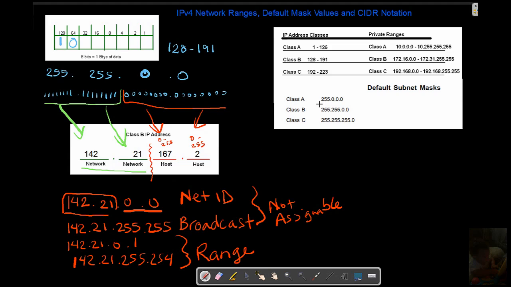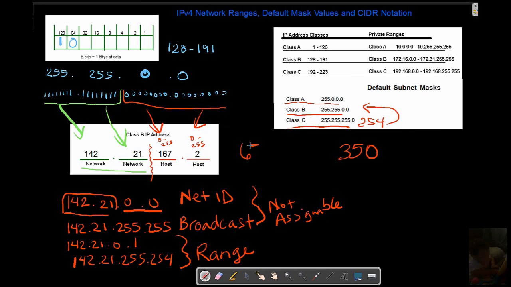So as you can see, if we are using just default masks and we have over 254 hosts to put into a network, from a default standpoint, we have to move back up here to a B. To move to a B, that means that we now have, let's say we needed 350 addresses. We move to a B.